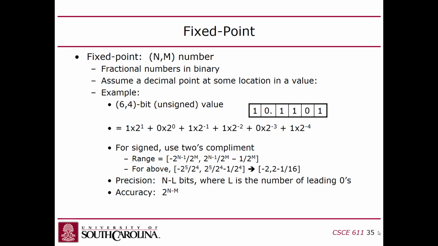So the range of this number, if it is unsigned, would start at 0, and then it's going to go to 2 to the n minus m. You say, why n minus m? Well, n is the total bits. You've got to take out the fractional bits. So n minus m is the integral number of bits, the non-fractional bits.